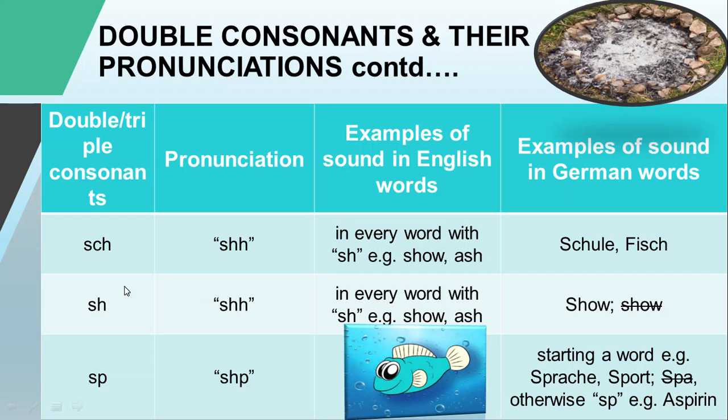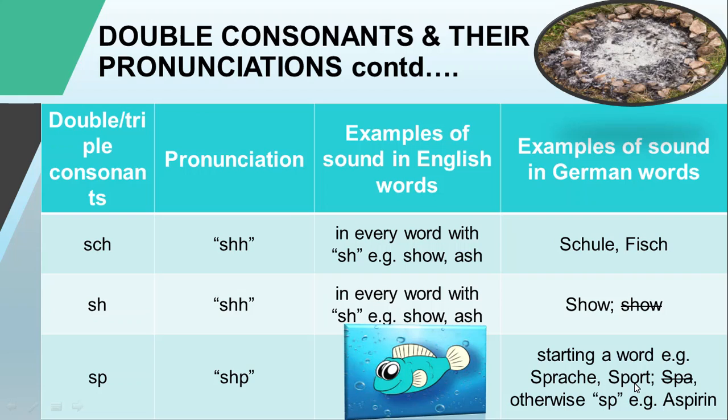Then we have the double consonant group with S and P together, which will have the shp pronunciation. Now the shp pronunciation we do not hear in English words, as SP together will have just the sp sound in English words. However, in German words, the shp sound can be heard when the S and the P occur at the beginning of words, as in the examples Sprache, which is language, or Sport, which is sports.